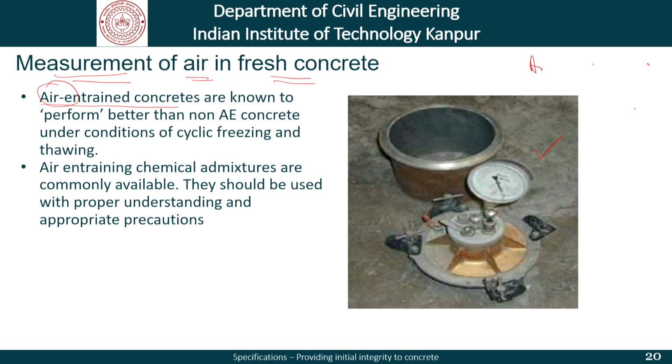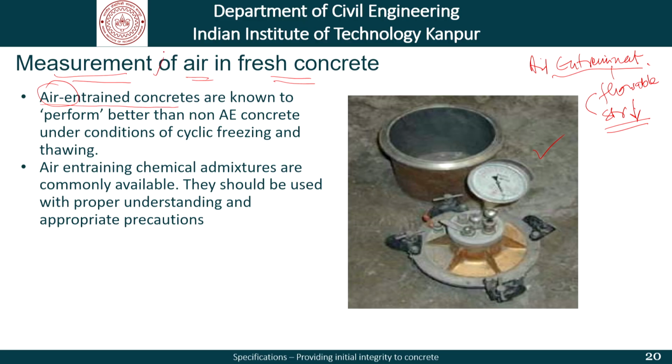What happens is that once we do air entrainment, apart from the fact that concrete has more air content, it becomes more flowable and it also may reduce strength. Now, this is something which will become counterproductive. So, we have to be careful that if we are using air entraining agents, what are the steps that we are taking to ensure that strength is not getting compromised. Now, that is something which will come out only if we measure the air content, and that is why measurement of air content is a very important part of quality control and ensuring initial integrity as far as the concrete is concerned.